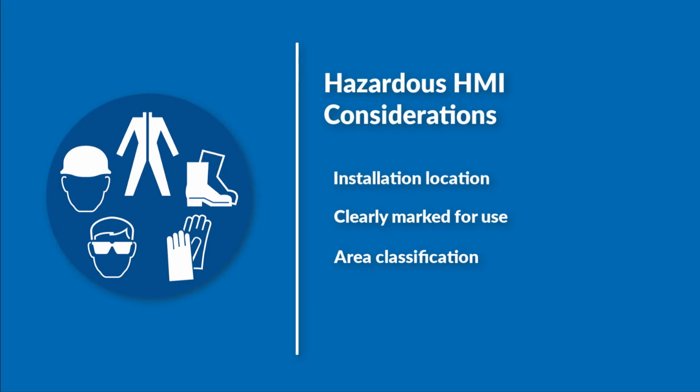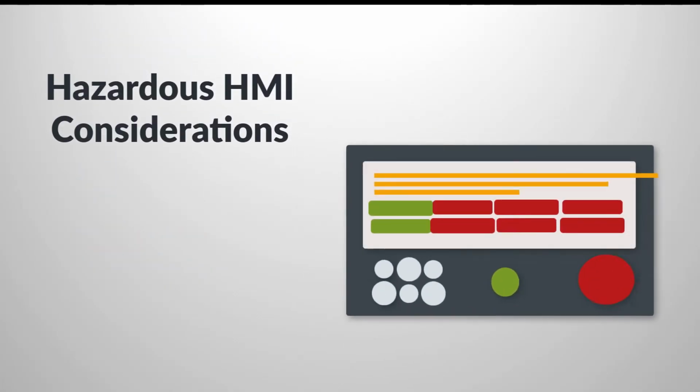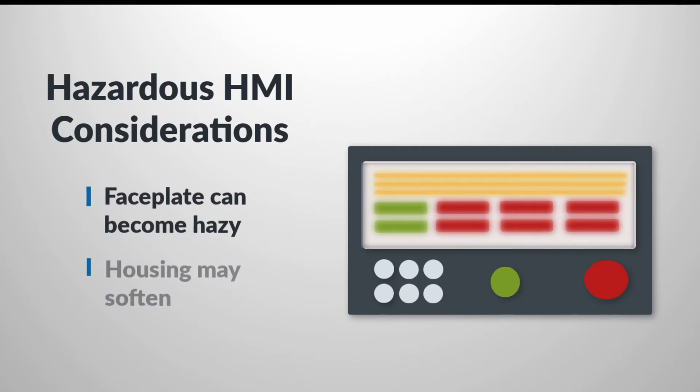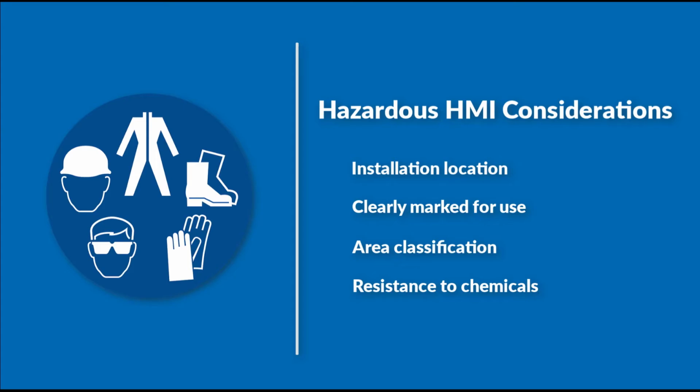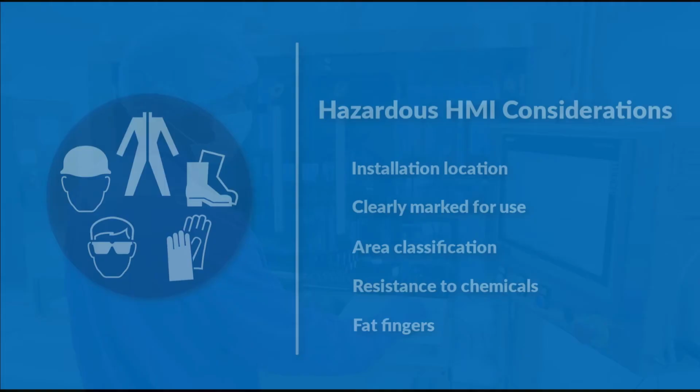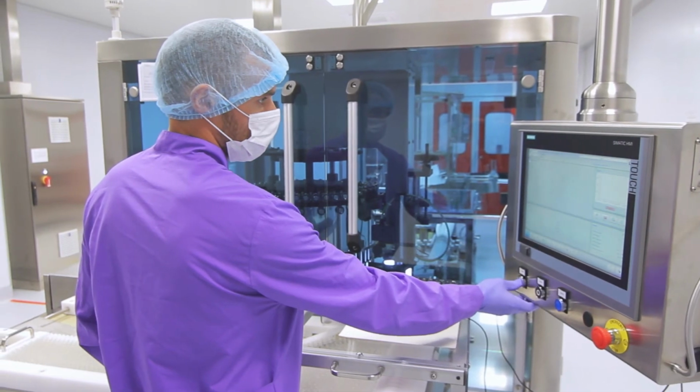The material used in the construction of the HMI needs to be immune to any chemicals present in the atmosphere as well. If not, the display faceplate is likely to become hazy or the housing may soften. Personal protective equipment such as gloves may make it difficult to operate a small display, so a larger screen should be considered.